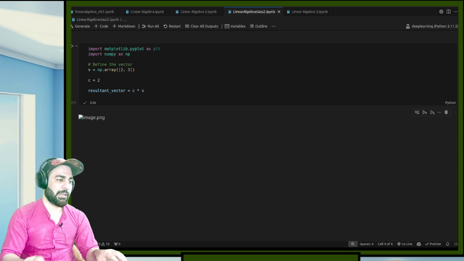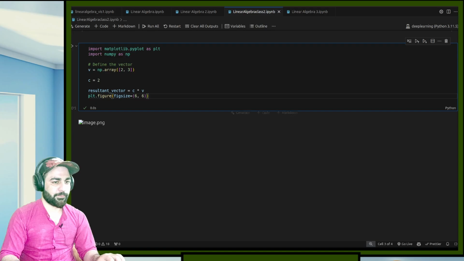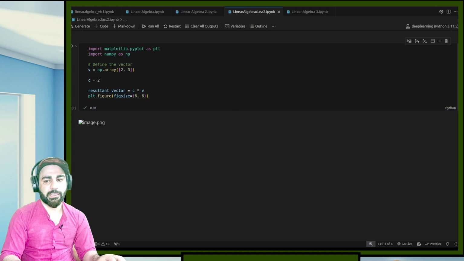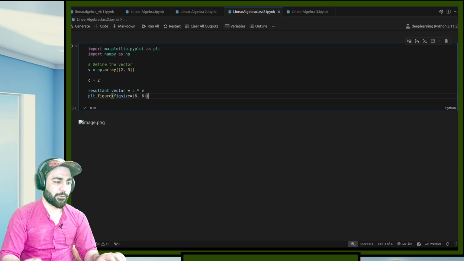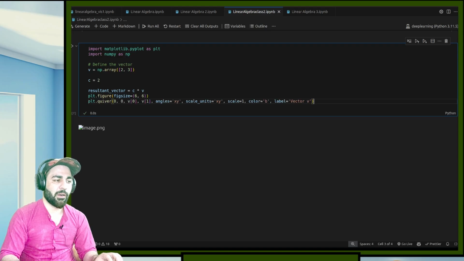Let's create a figure like this, and after this I'll plot these arrows. So this is the original vector. Okay, now I'll plot the scaled vector.